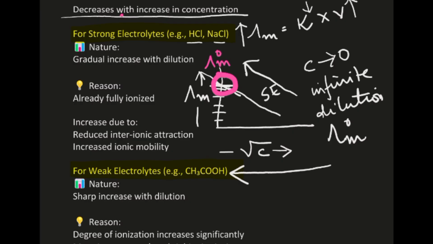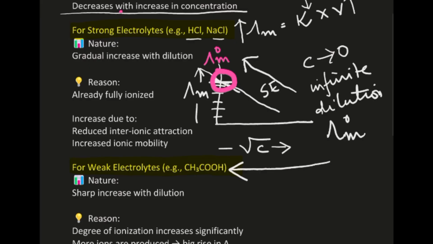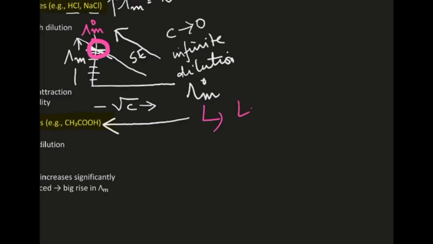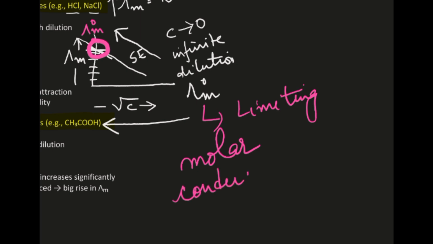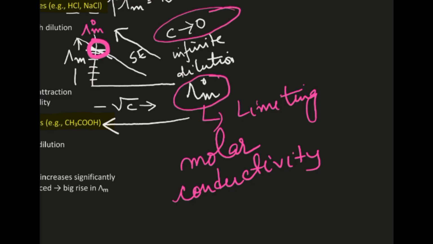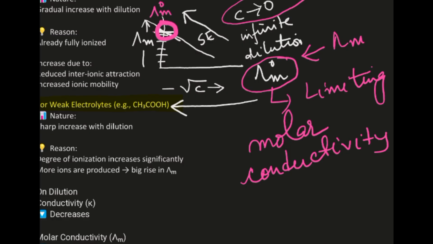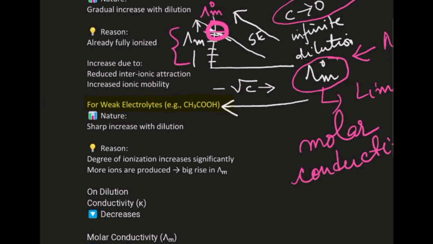That is lambda m naught. This is the limiting molar conductivity. Okay, so what does it imply? It implies that when concentration tends to 0, then lambda m tends to lambda m naught, and that is known as limiting molar conductivity for a strong electrolyte. It is meeting at this point, and so this is the value of lambda m naught for a strong electrolyte.